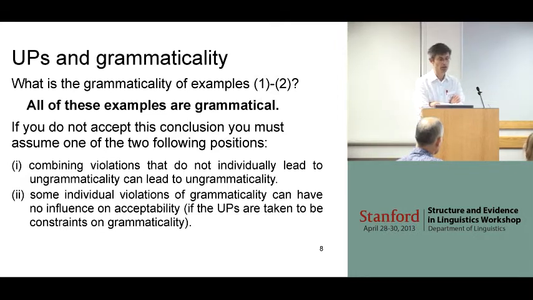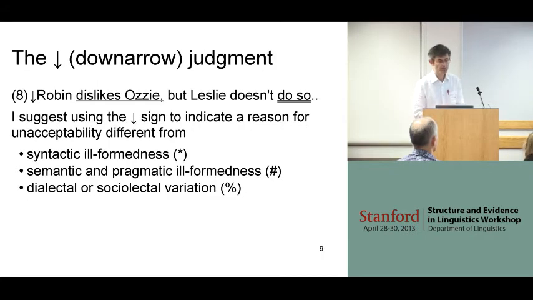If you don't accept that these things are grammatical, then you have to accept one of the following 2 positions. Either combining violations that do not individually lead to ungrammaticality can lead to ungrammaticality. Or you have to conversely accept that some individual violations of grammatical constraints can have no influence on acceptability. And that's what happens if you take these preferences to actually be grammatical constraints rather than preferences. And I propose that we need a new type of judgment, which I symbolize with a down arrow, which is what I would say is the right judgment for 1, Robin dislikes Ozzy, but Leslie doesn't do so. And this is a kind of unacceptability that's different from syntactic ill-formedness or from semantico-pragmatic ill-formedness or from variation.